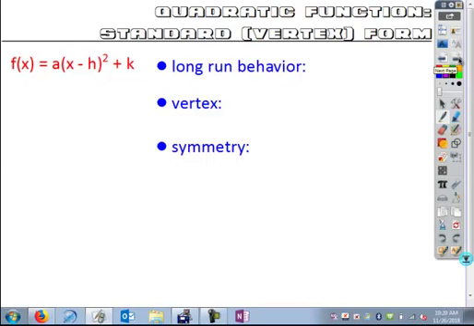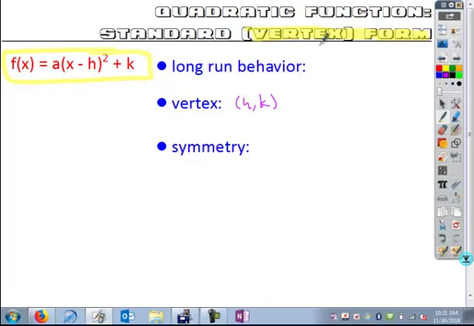Calls this standard form. But like I said, I will probably refer to this most of the time as vertex form. But this is the standard form that we're going to use as well. And the reason this is called vertex form is the h and k are the coordinates of the vertex. And so this is the form that allows you to identify what the graph looks like the most easily.